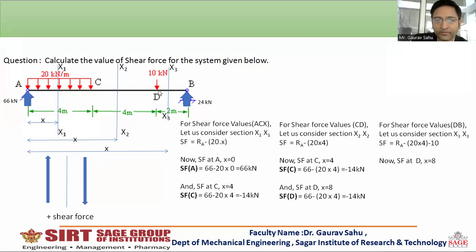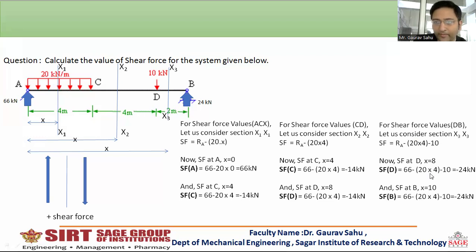Putting x equal to D, which is 8, we are putting the value, but again it is null and void because it does not have any value of x. This is not x, this is a multiplication sign, remember. So we are getting minus 24 kilonewton by putting only RA in the shear force equation for segment DB. At point B, the total length is 10, x is equal to 10, but again it is null and void to use here. So SFB is equal to minus 24 kilonewton. These are all the values of shear force at points A, C, D, B.